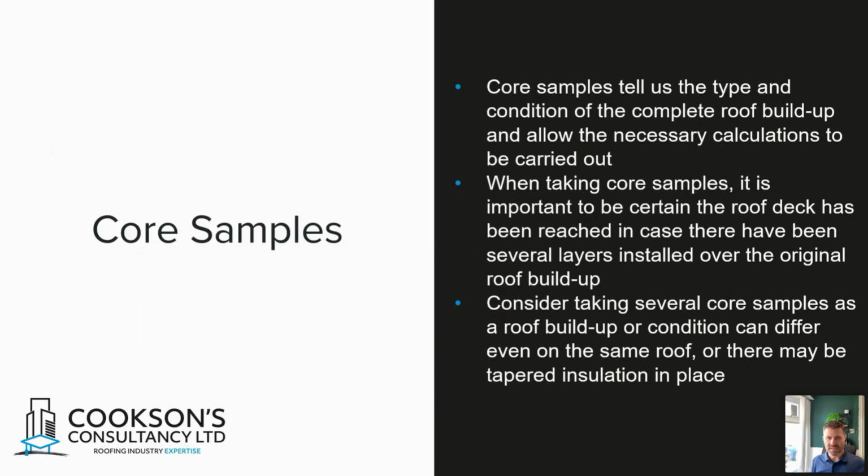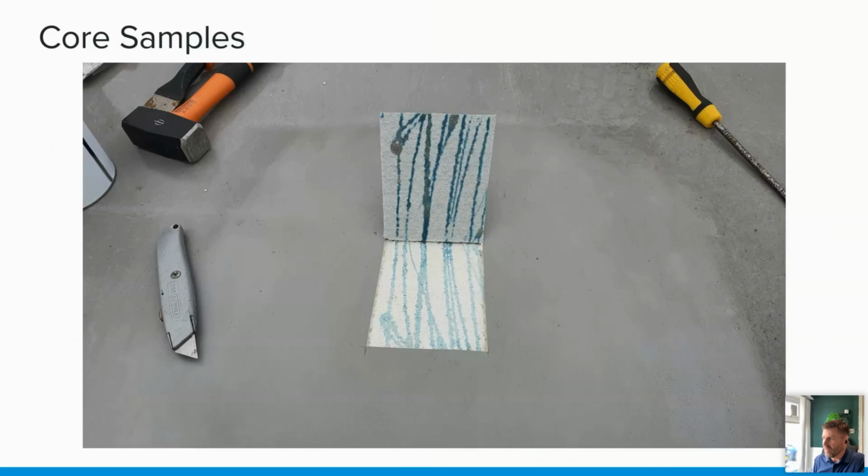We should always consider taking several core samples, because a roof build-up might be different across a large area of roof. The roof could have been extended, the building could have been extended, so we might get varying thicknesses and varying types of insulation on there. And also we need to determine whether tapered insulation is on there as well.